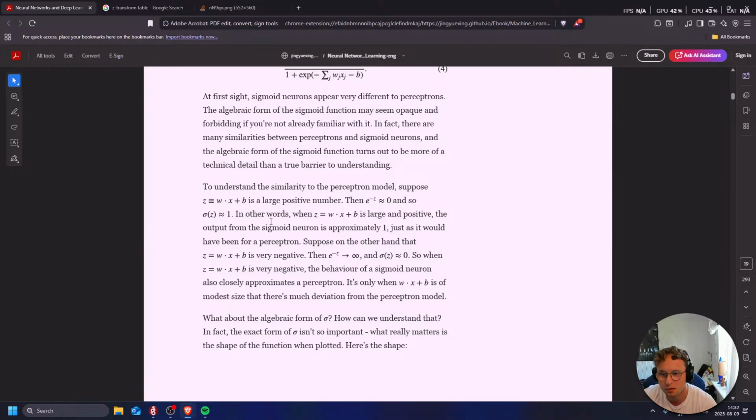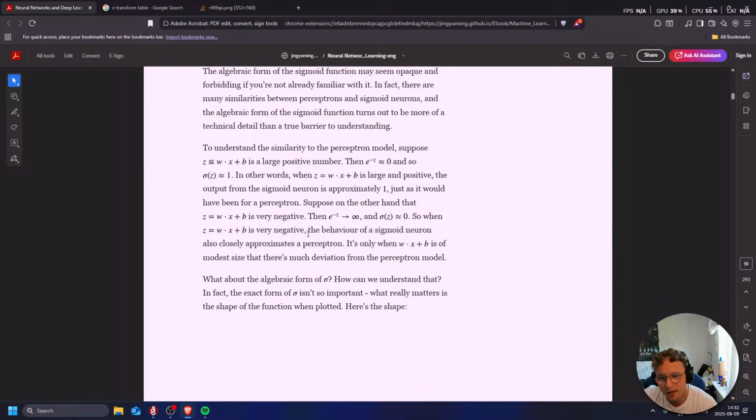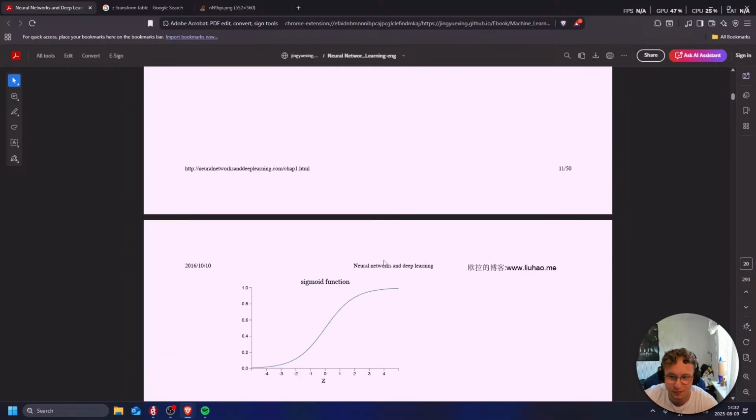Okay, that makes sense. What about the algebraic form of the sigmoid function? How can we understand that? In fact, the exact form of sigmoid function isn't so important. What really matters is the shape of the function when plotted. Okay, so this is probably gonna explain what I just explained, I think.